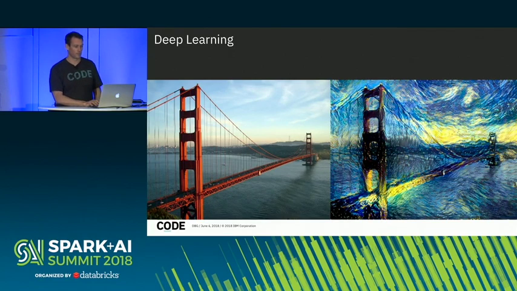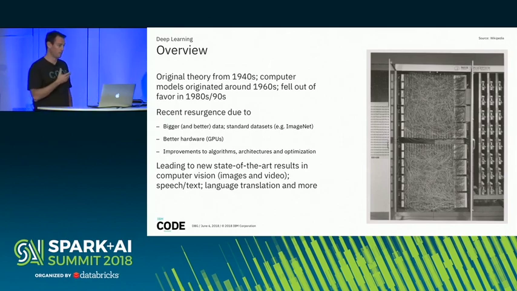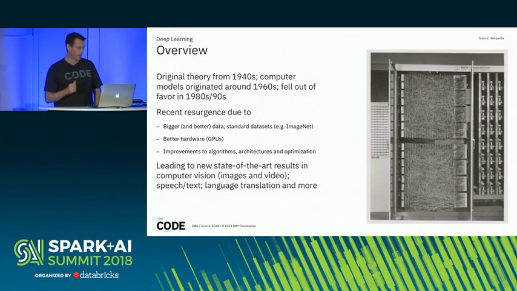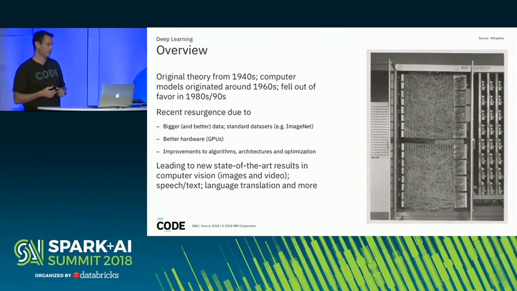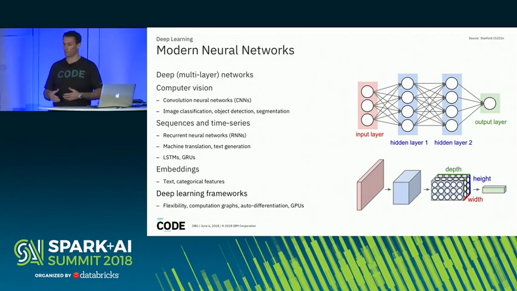So I won't spend too much time on deep learning. I think many of us are familiar with it now, but it's been around for a long time in concept and rose to prominence in the 50s and 60s. This is actually a perceptron machine. So that's what a multi-layer perceptron used to look like back in the 1950s. It kind of fell out of favor and has had a recent resurgence due to bigger and better data, bigger and better hardware, and bigger and better algorithms. And it's led to state-of-the-art results in computer vision, natural language processing, and many other domains.